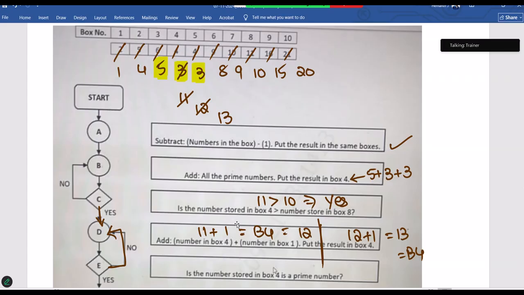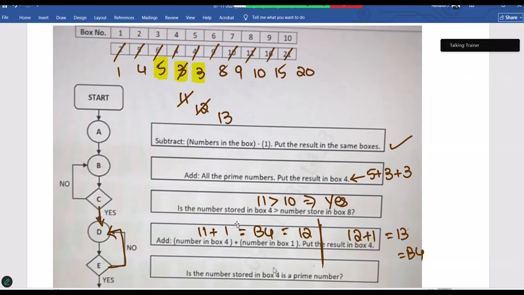Got it? You see this process, this is a typical question, right? Initially, you subtracted 1 from all the boxes, all box numbers are subtracted by 1. Then you added all the prime numbers, and that result should be put in box 4. The prime numbers are 5, 3, and 3. Adding, we got 11. Put it in box number 4.